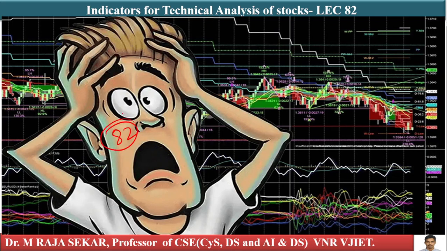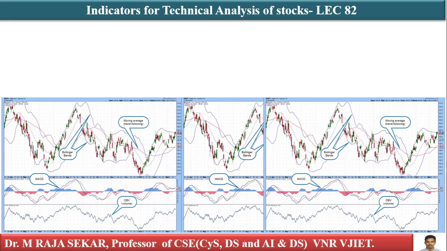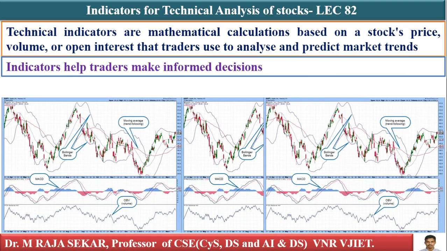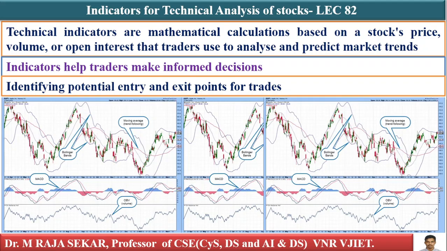In this lecture, we will try to understand indicators for technical analysis of stocks. In stock market analysis, indicators are tools used to evaluate and predict price movements based on historical data such as price, volume, and open interest. These indicators help traders to make informed decisions by identifying trends, momentum, volatility, and market strength. These indicators help in identifying potential entry and exit points for traders.